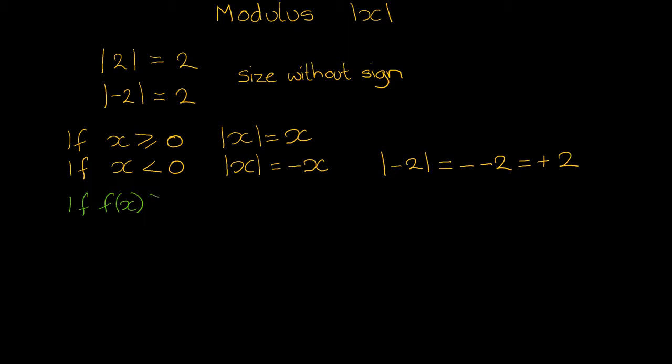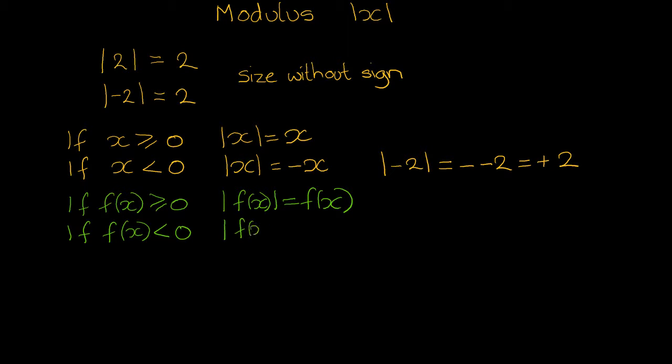So again, if the function of x is positive, then the modulus of f of x is the same as f of x. However, if the function itself was less than 0, then the modulus of f of x is minus f of x. Here's an example.